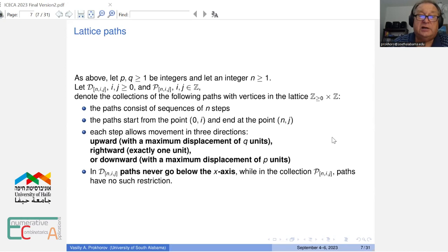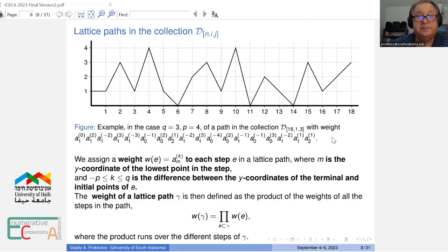We can go upwards with maximum displacement of q units. We can go horizontally 1 unit, or downwards with maximum displacement of p units. For collection D n i j, paths never go below the x-axis, and for collection P n i j, we don't have such a restriction. On the screen, you can see an example of one path from D 18 1 3.